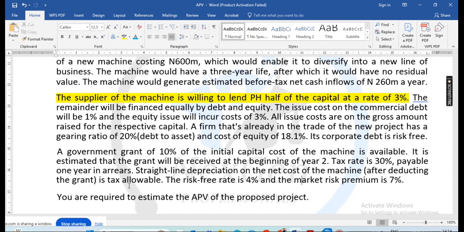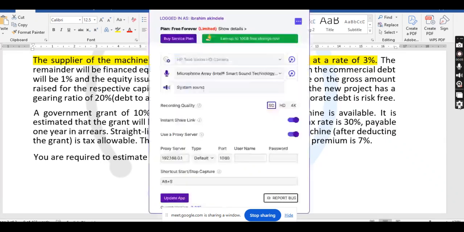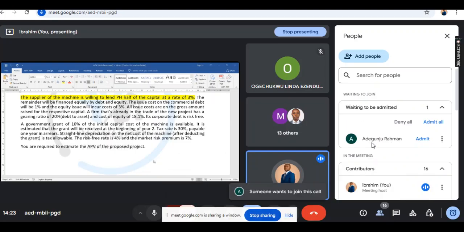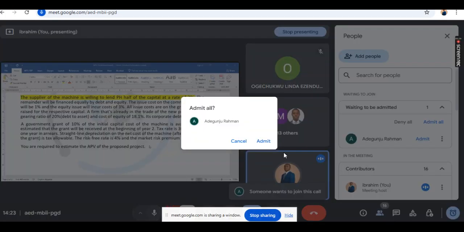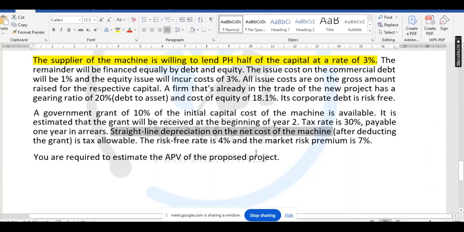So when you want to determine the straight line depreciation on the net cost of the machine after the deduction of grants, the depreciation will be 600 million minus the grant, and it is tax allowable. Don't forget that depreciation is allowable for tax, which means the depreciation represents the capital allowance.